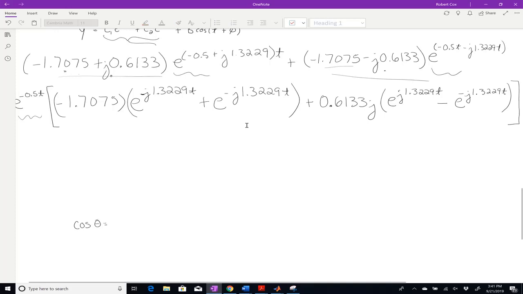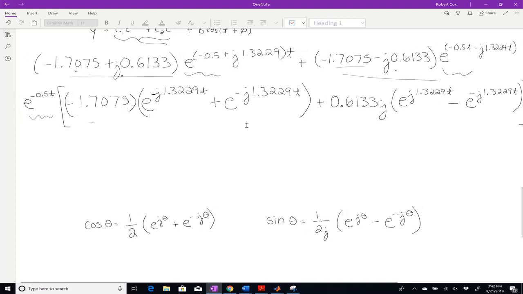Cosine of theta, we said, was 1/2 times e to the j theta plus e to the minus j theta. And sine of theta was equal to 1/2 times 1 over j times e to the j theta minus e to the minus j theta, like that. It looks like I have, at least over here, something very similar to the cosine term. That looks like a minus here, but this was a plus.